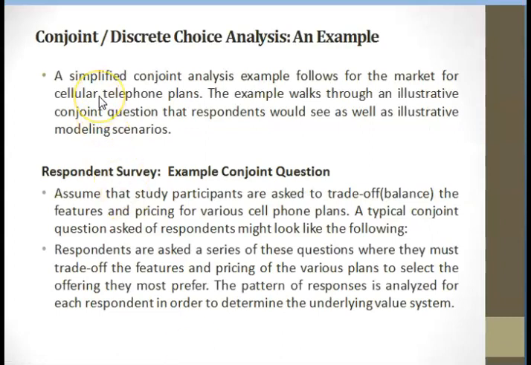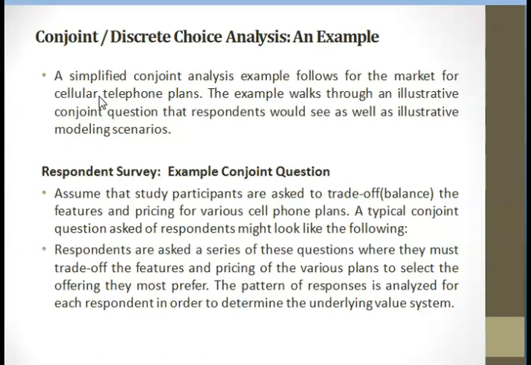Here we are going to talk about conjoint or discrete choice analysis. Here is an example from the market for cellular telephone plans. There are various plans given by cellular or telephone companies. This example is an illustrative conjoint question that respondents would see, as well as illustrative modeling scenarios. In the survey, study participants are asked to trade off and balance the features and pricing of various cell phone plans.